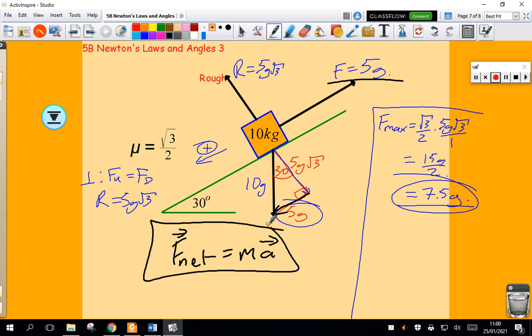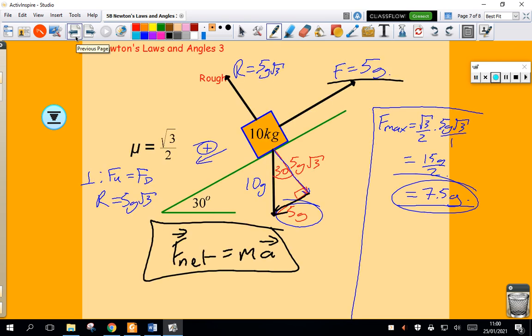So interesting. Be careful. Don't just go and plug in 7.5g into your diagram. It wouldn't make sense. It can get up to 7.5g if it needs to, but in this case, it doesn't need to. It only needs to get up to 5g, and that's all it will do. It only goes as far as it needs.